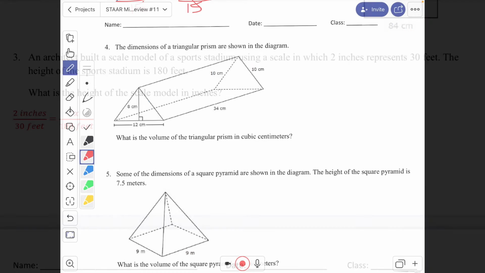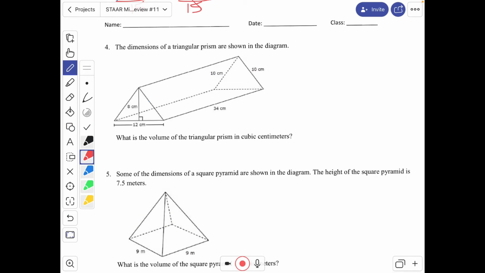Number 4, the dimensions of a triangular prism are shown in the diagram. What is the volume of a triangular prism in cubic centimeters? So we're looking for the volume of a prism. I need to use the formula for volume of a prism. And according to our formula sheet, it says volume equals area of the base times the height. And anytime there's that capital letter B, that means we need to fill in a formula for the base.